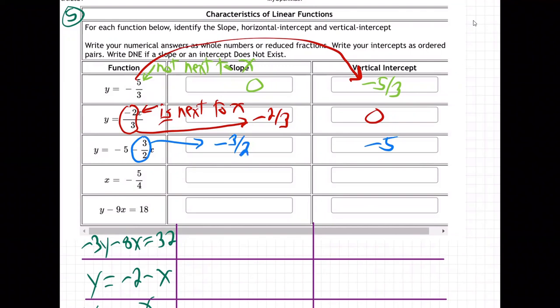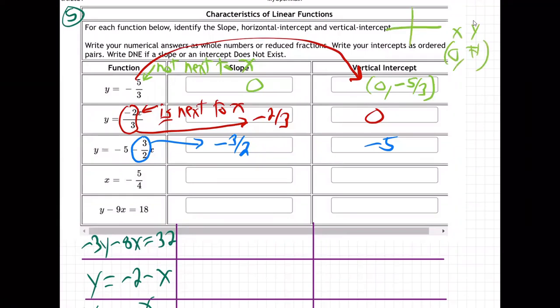Good. Oh, by the way, I forgot. It wants you to write them like this over here. They want you to write 0, comma, minus 5/3. It wants you to write it as a point. The vertical intercept is always 0 and then the number y, because x is 0 and y is the vertical intercept. But what do I mean?